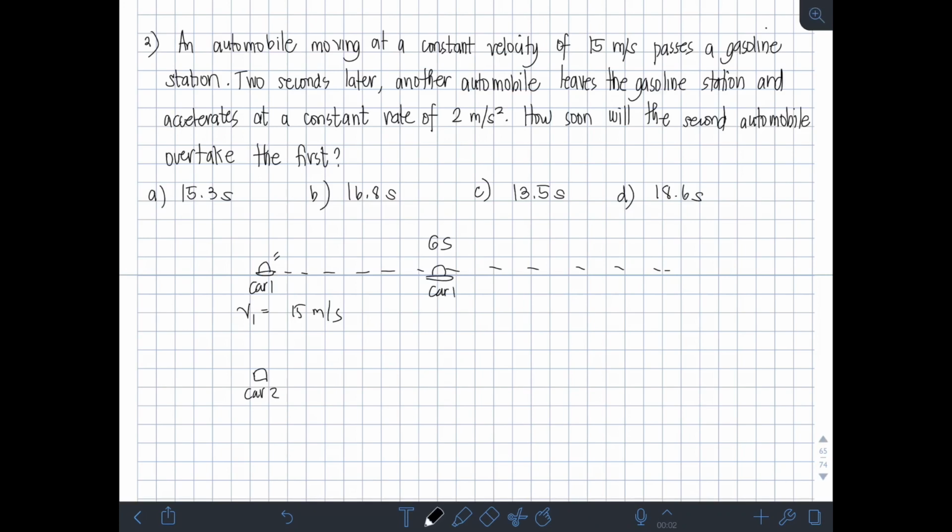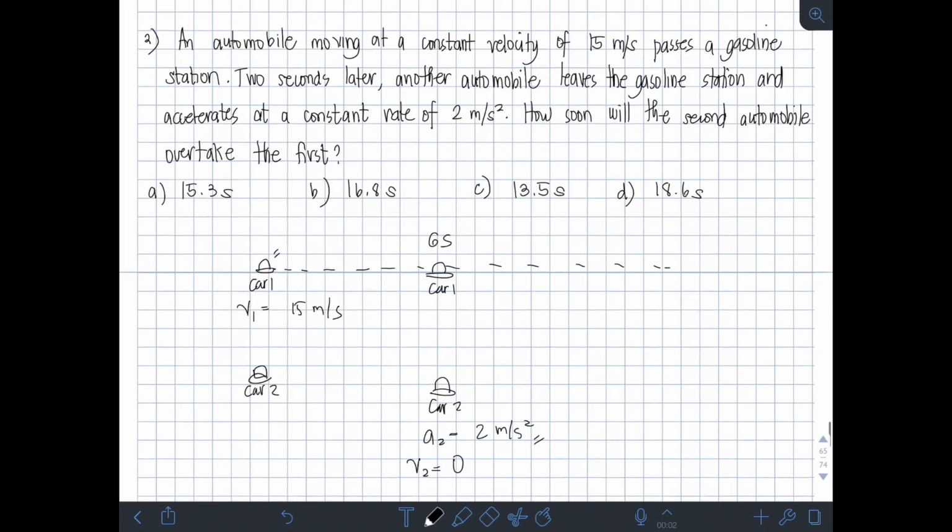Then, after 2 seconds, meron din daw nag-stop dito sa ating gasoline station, which is itong car 2. Okay? Car 2. And then, nag-accelerate siya at a constant rate of 2 meter per second square. So, acceleration, let's say, A sub 2, nitong car 2 is 2 meter per second square. So, ibig sabihin yung initial velocity ng car 2, let's say, V2 is 0. Kasi, from 0, nung nag-stop siya, nag-accelerate siya at a constant acceleration na 2 meter per second square.